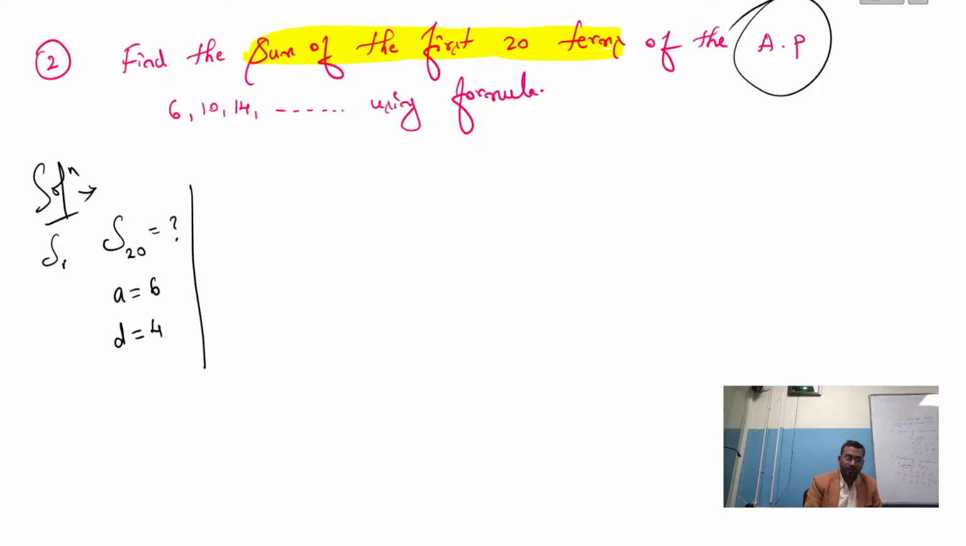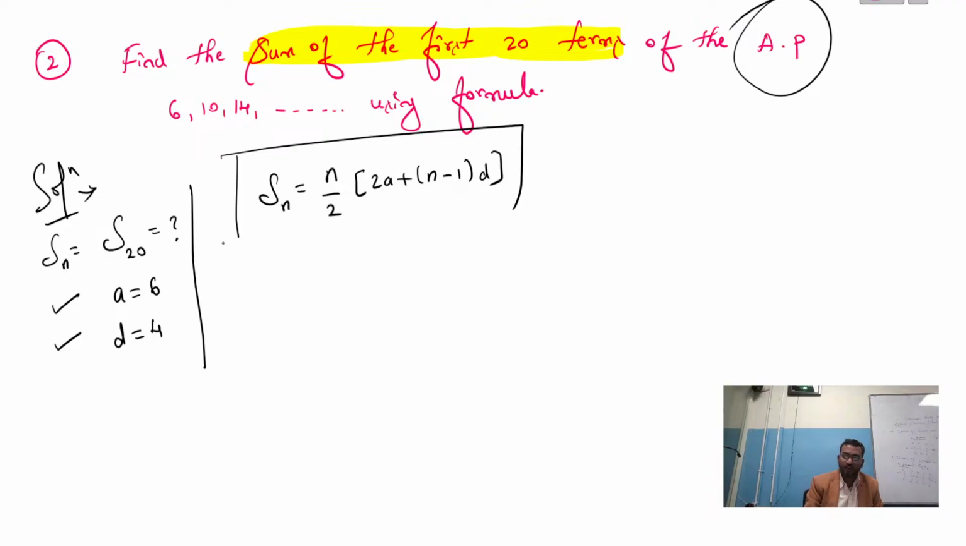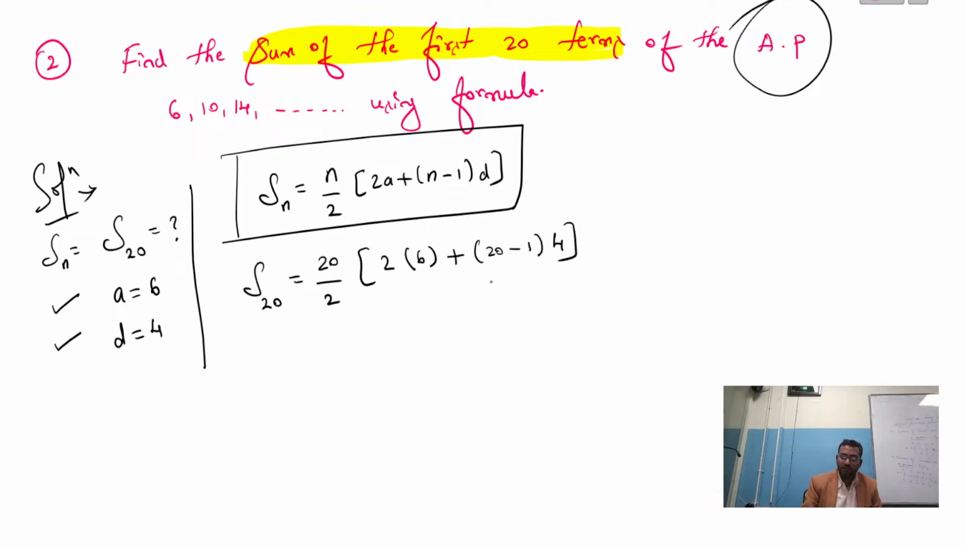Now S20, as you know, it's in the form of Sn. As I said to you before, if you know the first term and common difference, to find Sn, we have the formula, that is Sn is equal to n by 2 into 2a plus n minus 1 into d. This is the formula which we use to find the sum of the first 20 terms. Now in Sn, the n value is 20, that is 20 by 2 into 2 into the value of a is 6 plus n value is 20 minus 1, the value of d is 4.